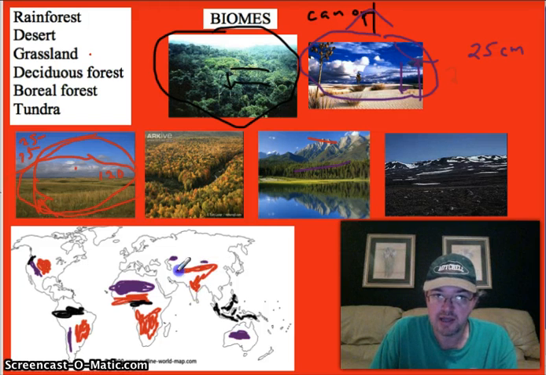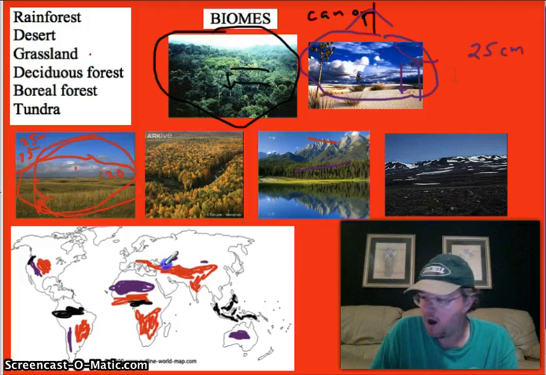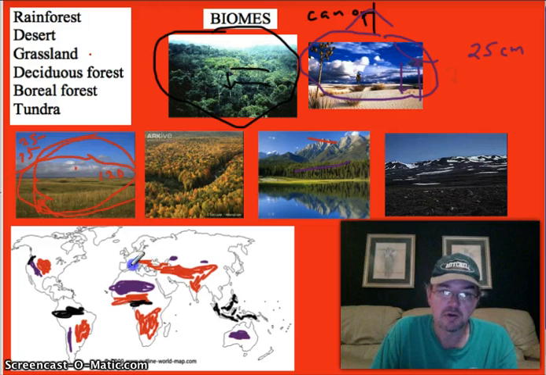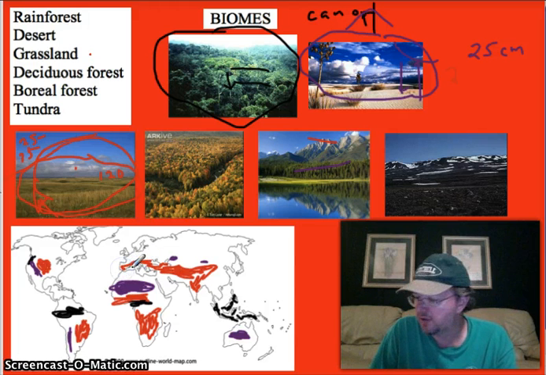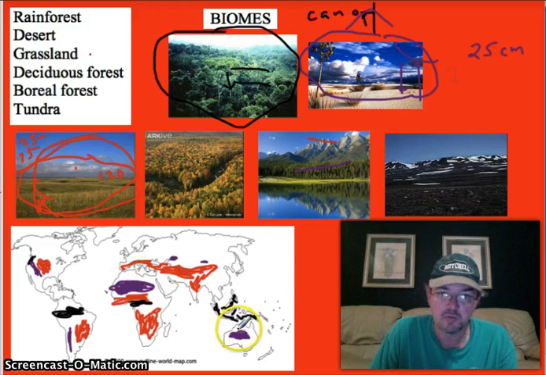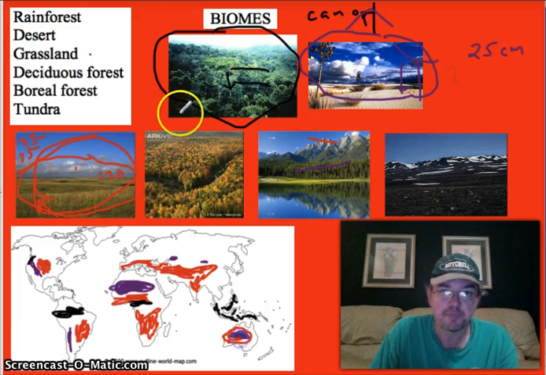up into China, and even over into Europe and over into southern Europe. You find a lot of grasslands, and all around the desert here you will find some Australian grasslands.